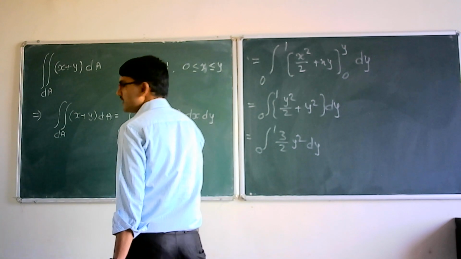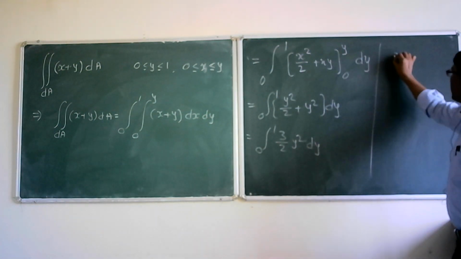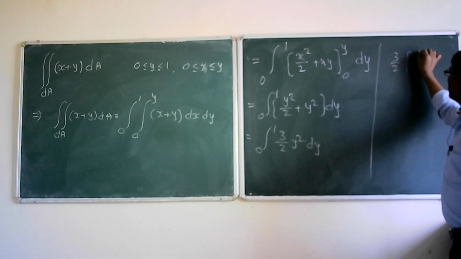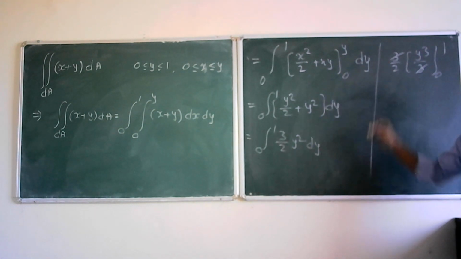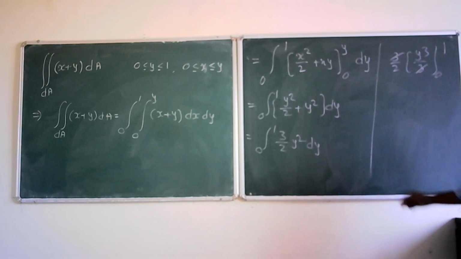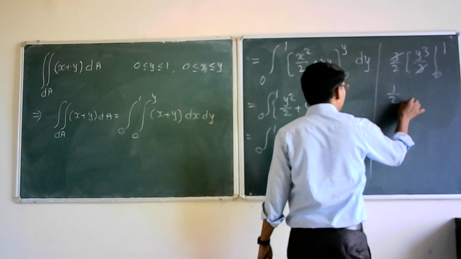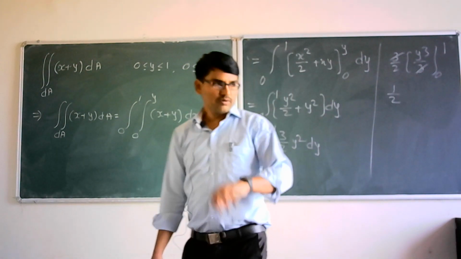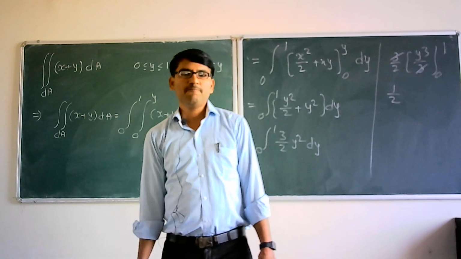Now take the integration with respect to y, you will get 3 by 2 outside. Integration is y cube by 3 from 0 to 1. This 3 will get cancelled here, and if you put the upper limit and lower limit, answer will be 1 by 2. So this is what the Fubini's first theorem and Fubini's second theorem.